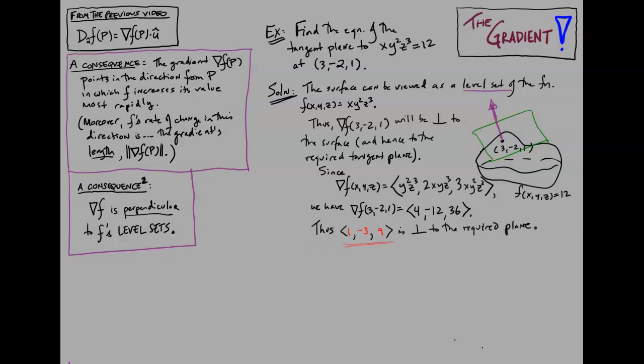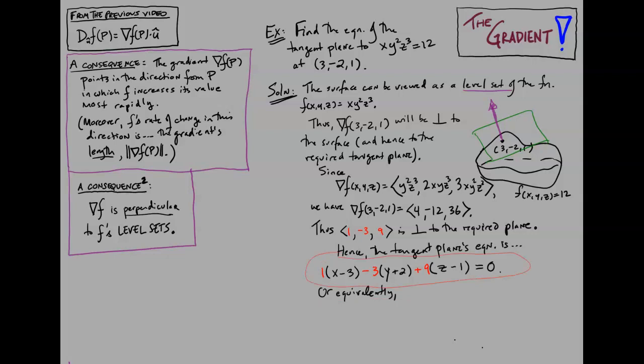Thus, this vector (1, -3, 9) is perpendicular to the required plane. So I've got a normal to the plane, and I've got a point on the plane. Putting those two pieces of information together, we can conclude that the tangent plane's equation is this, by the equation for a plane that we developed quite some time ago now. Or equivalently, if we massage this a little bit to put it in a nicer form, we end up with this. And we have our tangent plane.